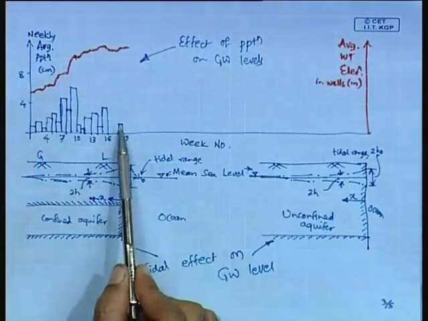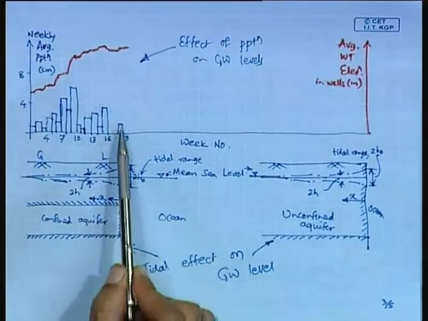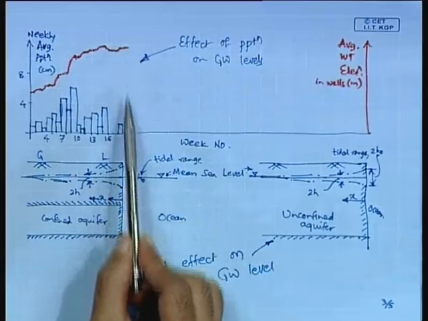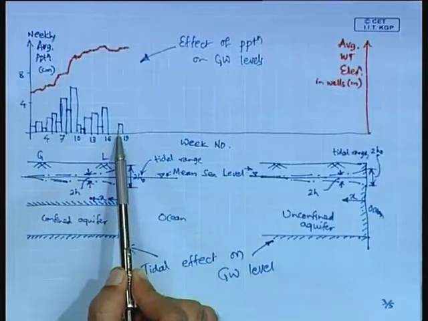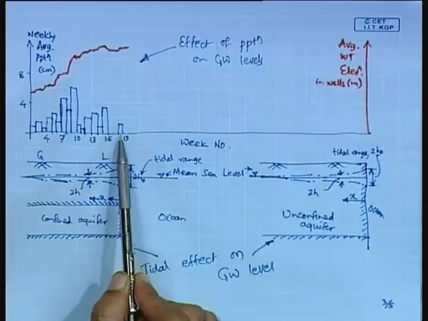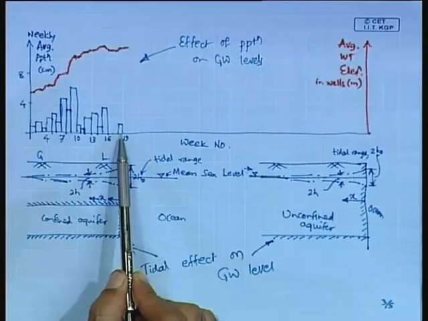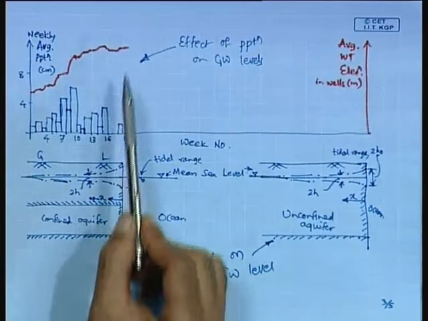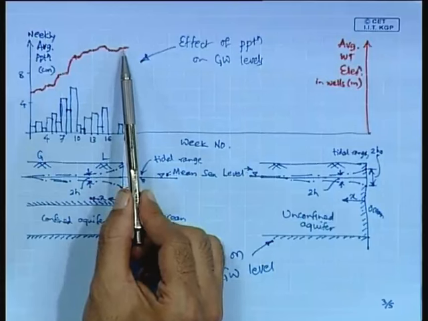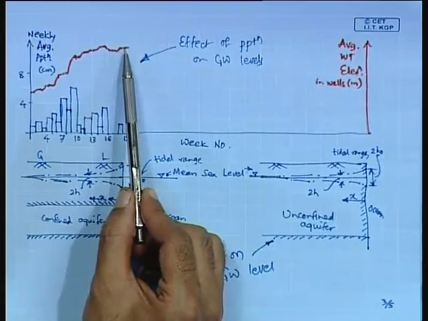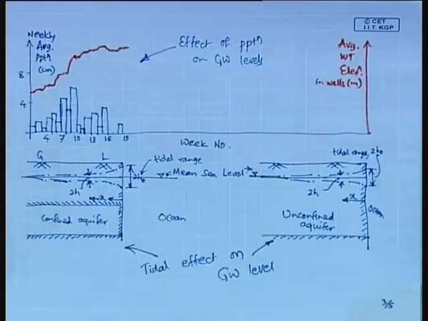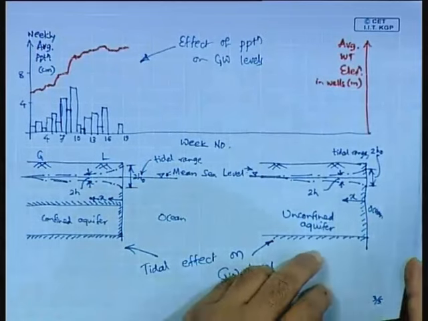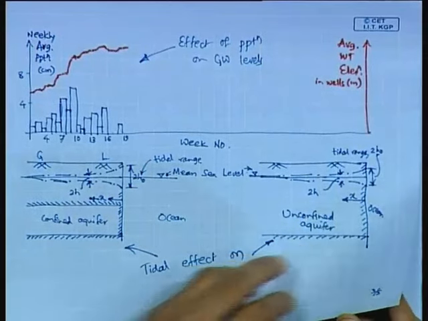And then again in the 19th week, there is some precipitation, and because of that the water table again, as long as the depth of precipitation is slightly more than the average weekly evapotranspiration, this water table goes on to show a slight increase. So like this, the various meteorological phenomena will impact the groundwater level fluctuation.